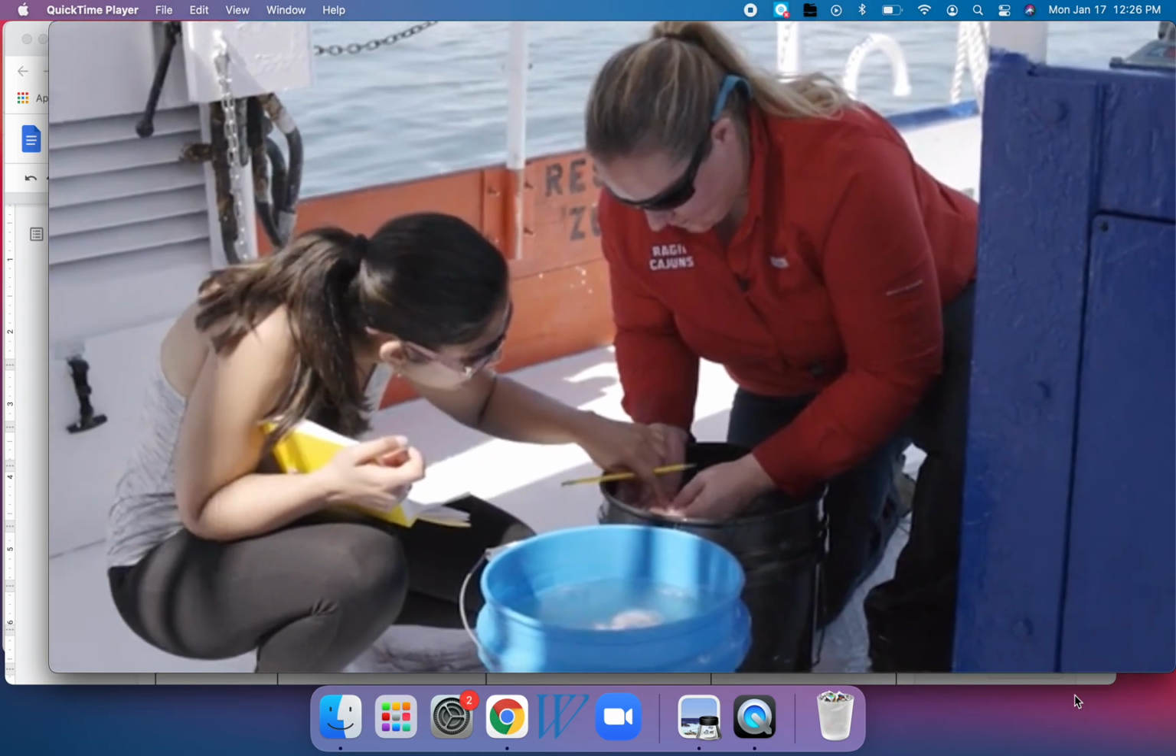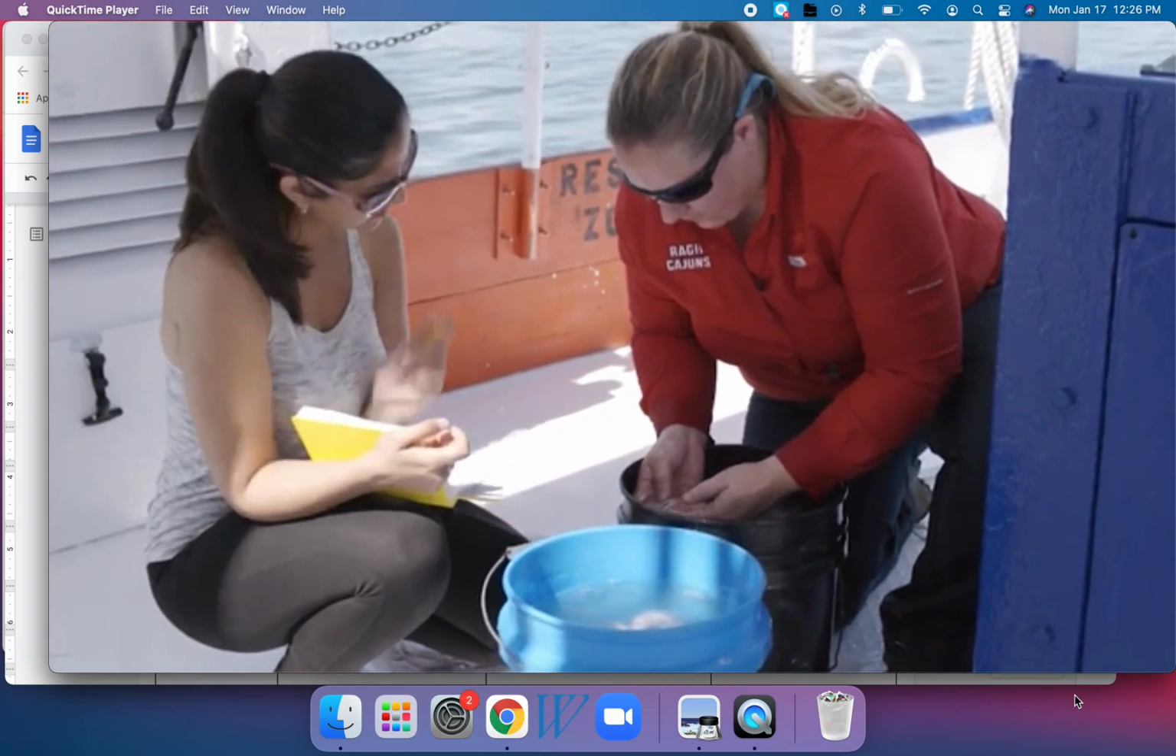So if you're interested in jelly ecology, I would encourage you to think about becoming a marine scientist who specializes in jellies. We always need more scientists, because if we have more scientists, then we can collect more data, and by doing that, we can get a much better understanding of the role that they play in our ocean ecosystems.